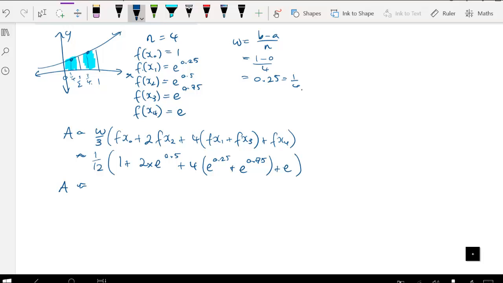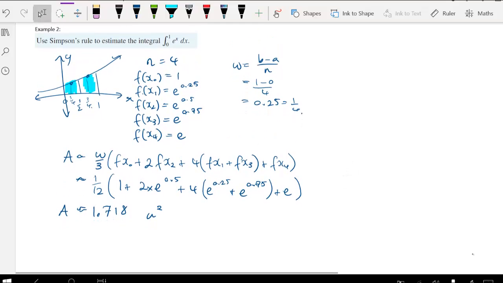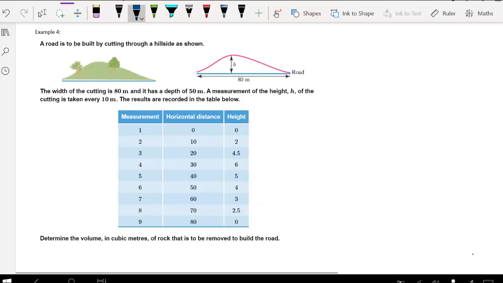So this calculates out to be approximately 1.718 units squared. Okay, so nice and simple. Area between 0 and 1 of the exponential function broken into 4 sections, or 2 parabolic sections. We can see that our area is approximately 1.718 units squared. So we'll now look at another example.